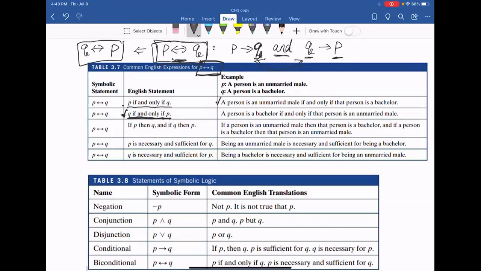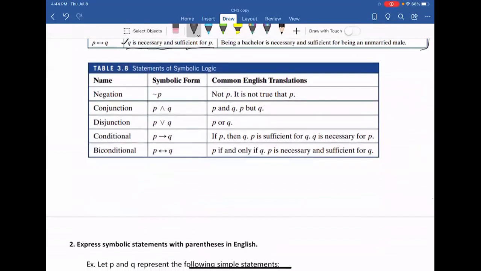Let's move on to see other expressions. We also can say if P, then Q, and if Q, then P. So that's the explanation of this. Another expression, P is necessary and sufficient for Q. Another expression, Q is necessary and sufficient for P. So read the examples by yourself.